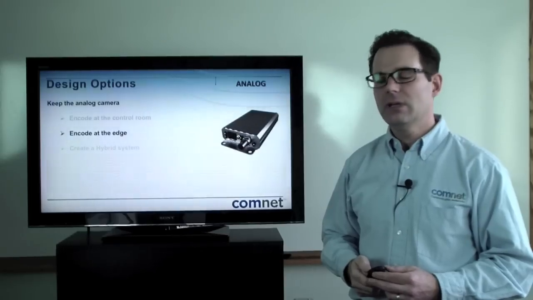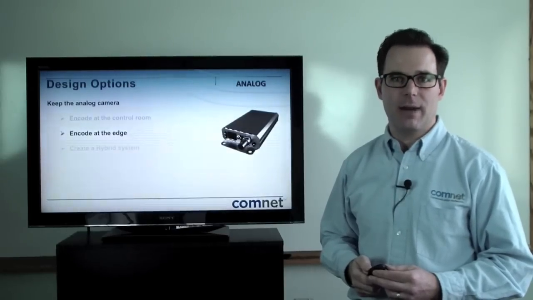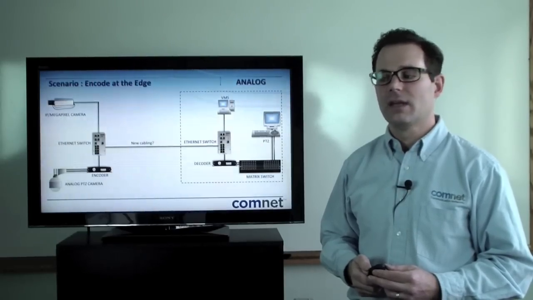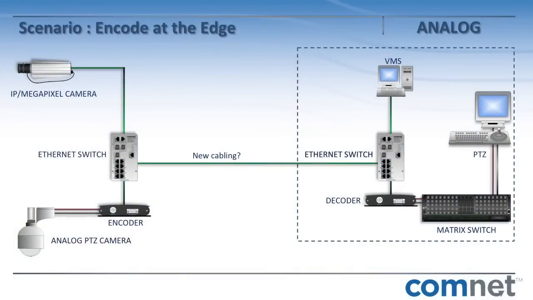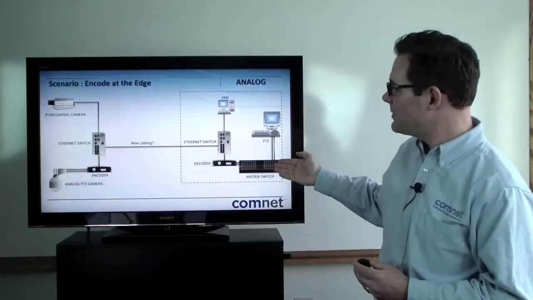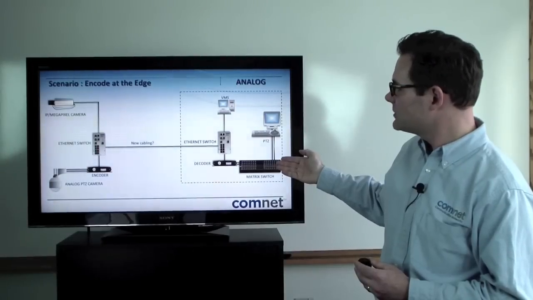Option number 2 is encoding out at the edge closer to the camera. And in this case, we've moved the encoder out into the field and most likely added new cabling back from your new network back to the head end. And now that gives us the option to be able to add additional IP technology in parallel to the analog infrastructure, bring it back over the same cabling, and then you still keep your video management system that's digital and also have the capability to keep that in parallel with the existing legacy system.